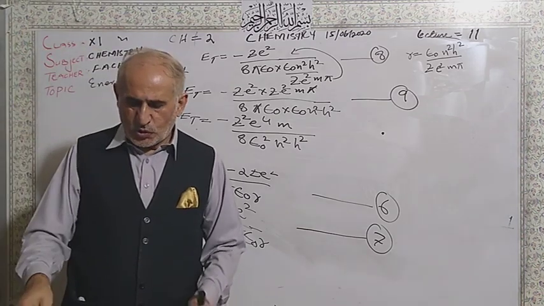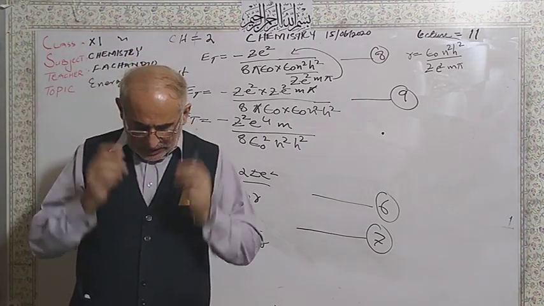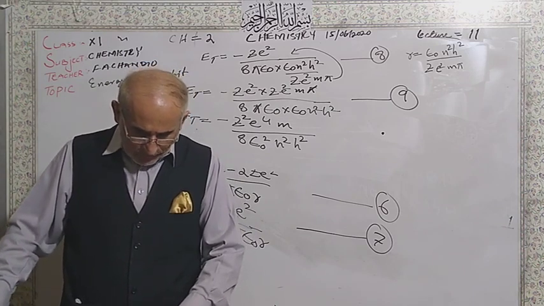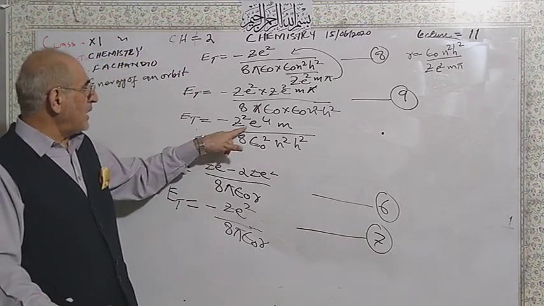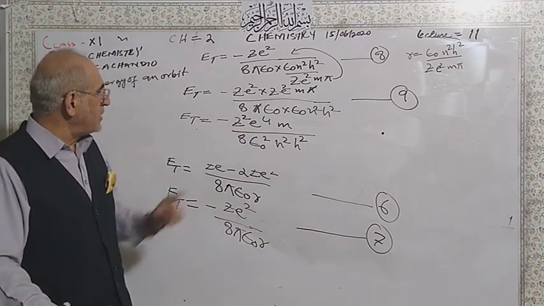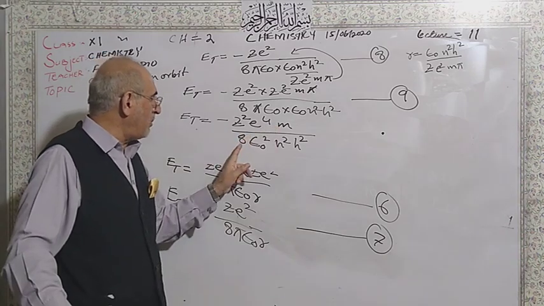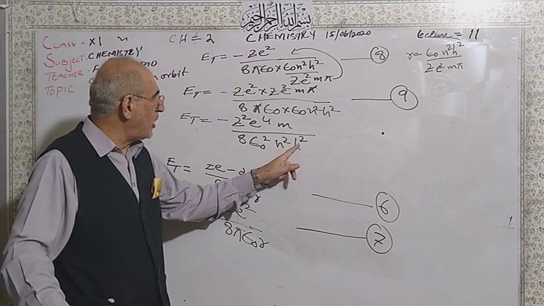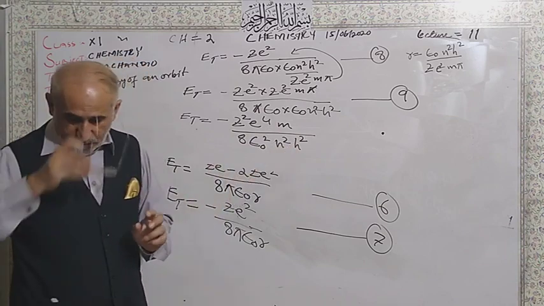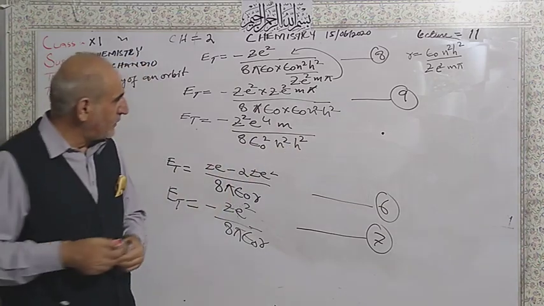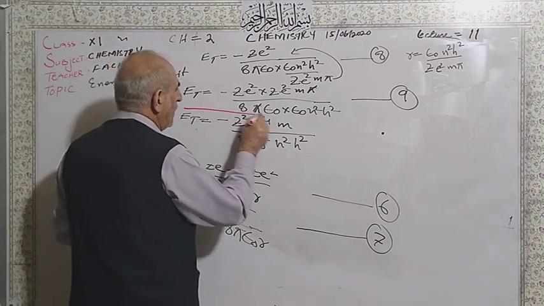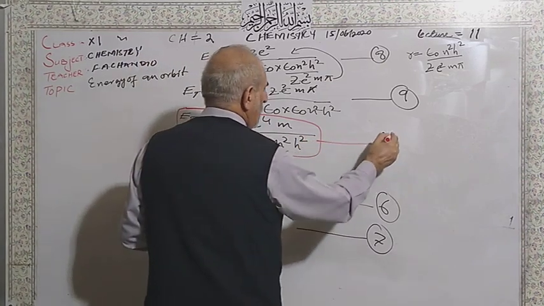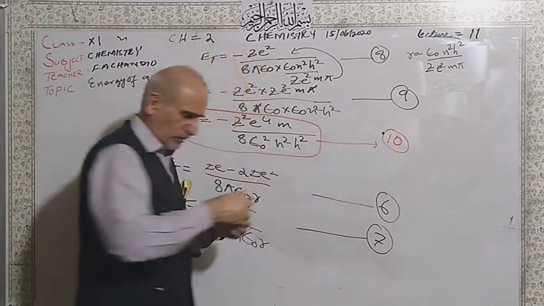This is the total energy of an electron: Z squared e to the fourth m divided by 8 epsilon naught squared h squared n squared. So this is the total energy of the electron.